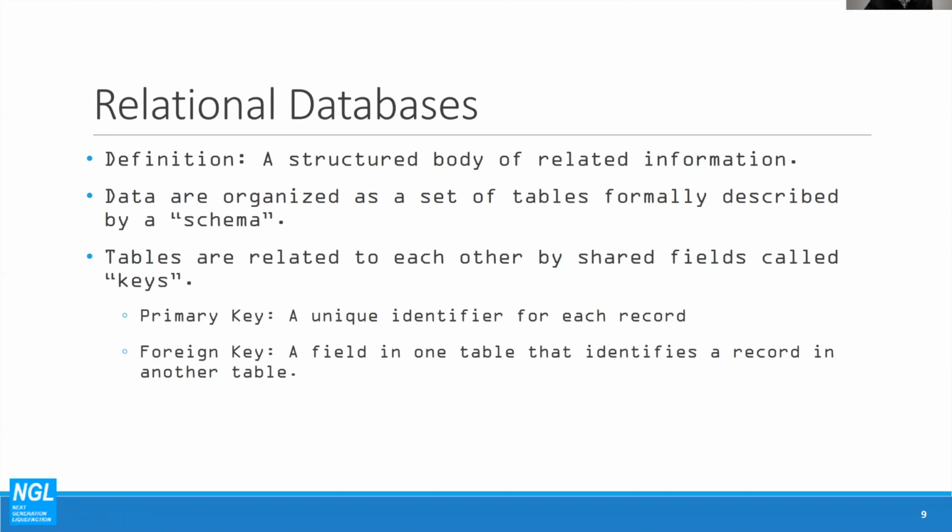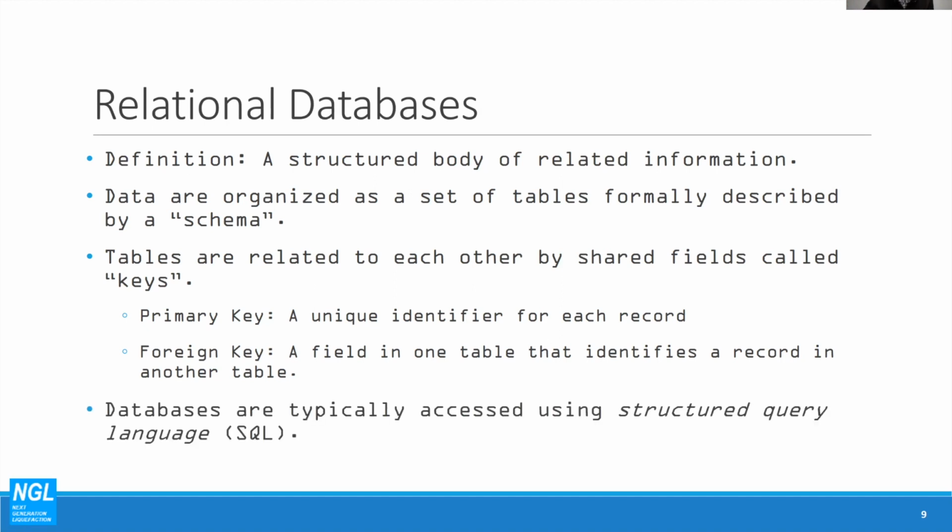Okay, and then a foreign key is a field in one table that identifies a record from another table. And so this will become clear through an example, but the primary key foreign key pair is the way that we relate different fields within different tables of a database. And then databases are typically accessed using structured query language or SQL.